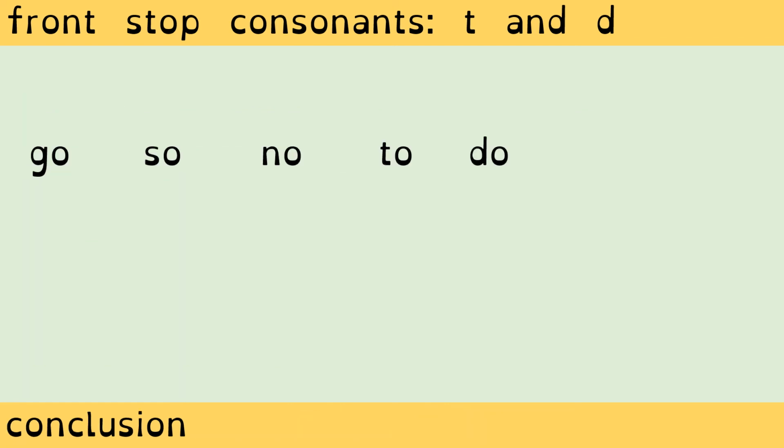Okay, now, just in case you are still having trouble recognizing the relationship between T and D, let's look at some interesting examples. Look at these words. Go, so, no, to, do. As expected, the first three follow rule one for long vowel sounds. The only exceptions are T and D, to and do. Weird, huh?